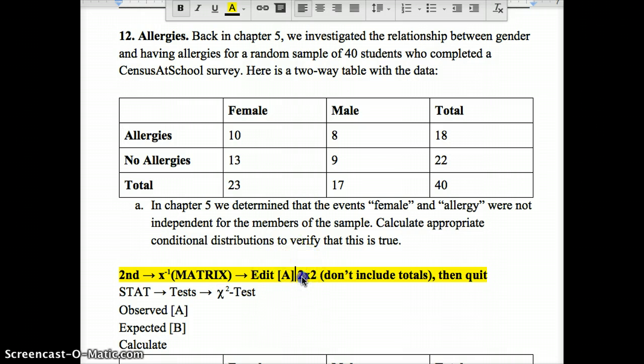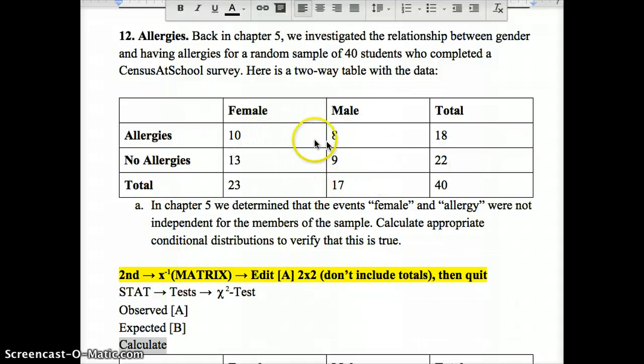Rows by columns, so it's 2 rows, 2 columns. Don't include the totals, so we're just including these 4 boxes here. And then quit. You'd go to stat tests, chi-squared test. Observed would be matrix A, expected would be B, and then hit calculate. That's awesome because it gives you the chi-square and it gives you your p-value, which is incredibly high here. We only had 1 degree of freedom.